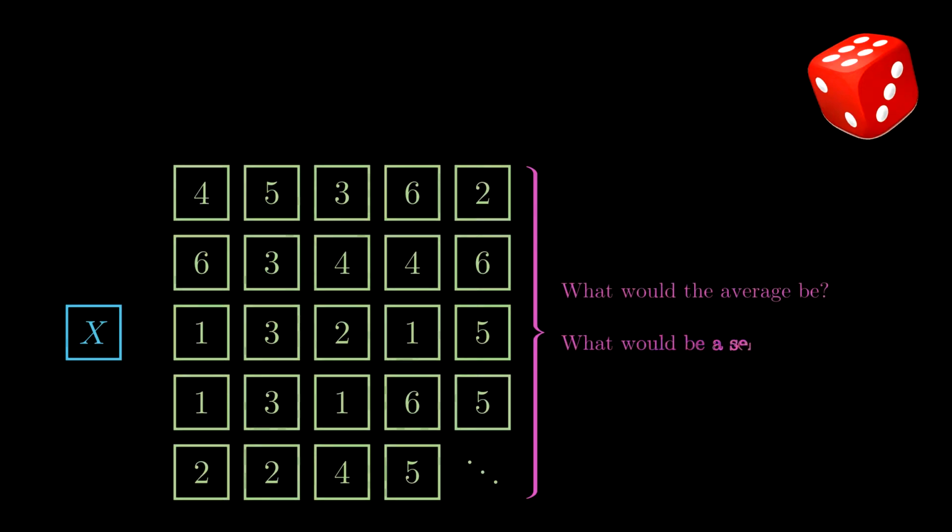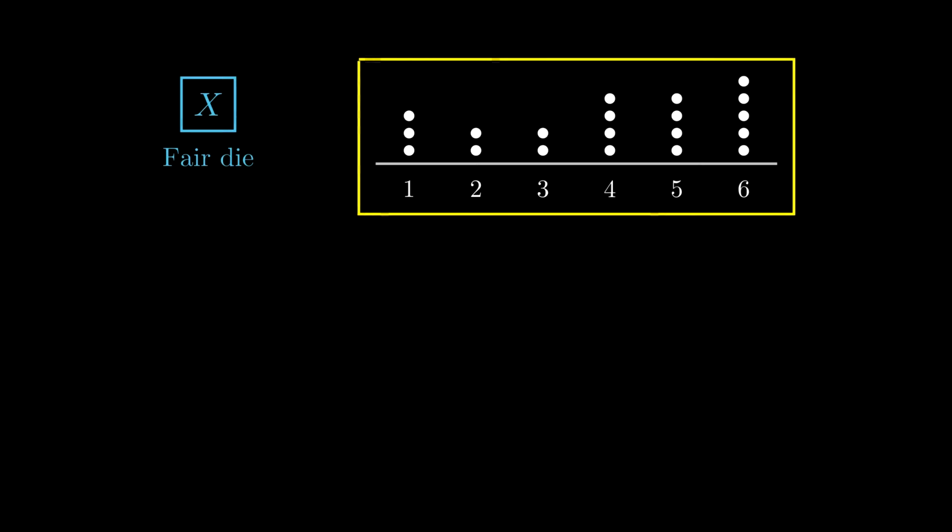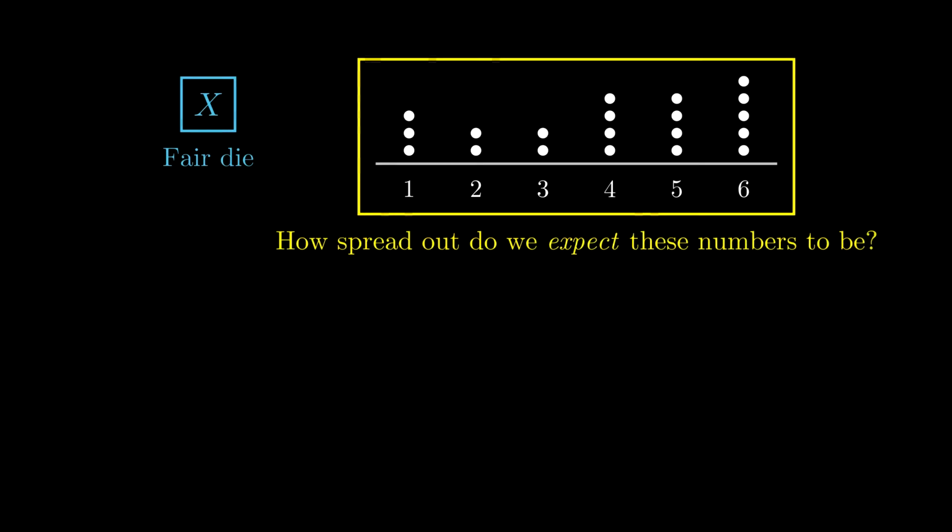Then we asked what a sensible measure of spread would be, and that's what variance and standard deviation are all about. So what might we mean by spread? Well, if we get X, the fair die random variable, we ask for a bunch of numbers, say 20 of them, and record the results on a plot. What we're asking is how spread out we expect these numbers to be. Again, we're not dealing with this particular outcome or any particular set of outcomes. It's how spread out we expect the numbers to be in general, in the long run.